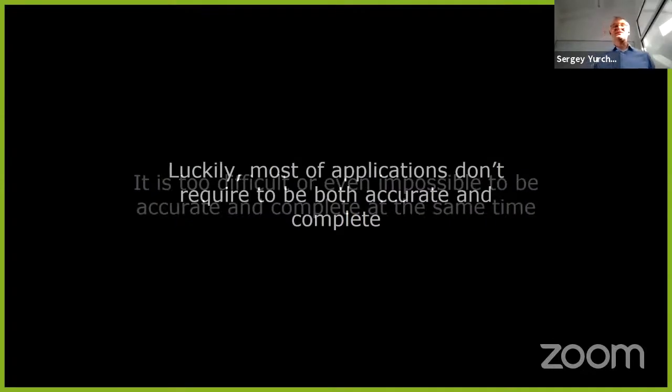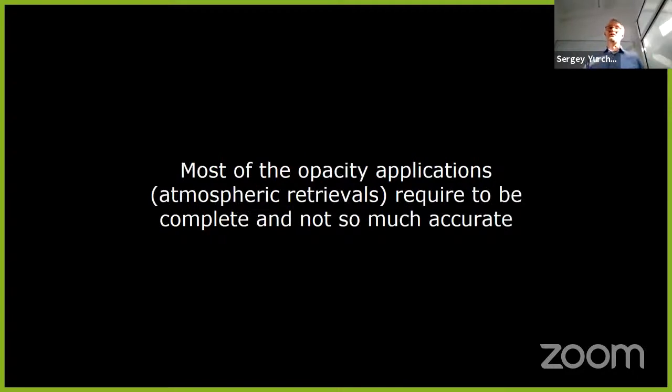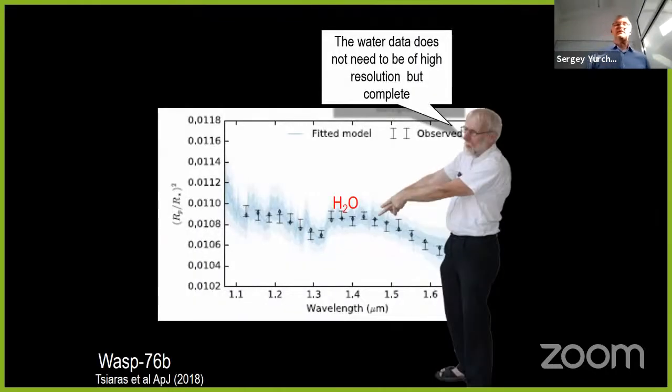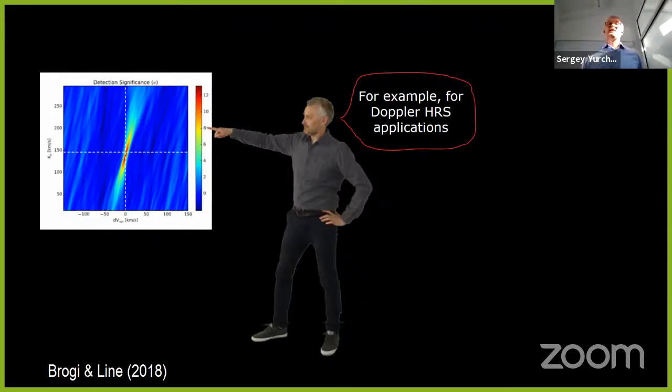Luckily, most applications don't require being both accurate and complete. For example, most of the opacity applications, atmospheric retrievals, require being complete and not so much accurate. Like in the case of water detection, you don't really have to have high resolution in order to tell this is water. It appears exactly where it should be and also fulfills all the modern requirements. And for Doppler high resolution applications, the completeness is not so much important.